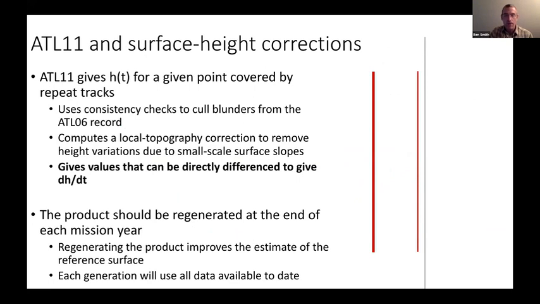ATL11 is the product that is going to address the repeat track pointing problem. I'm going to motor through the slides here a little bit because I suspect that I'm running out of time.